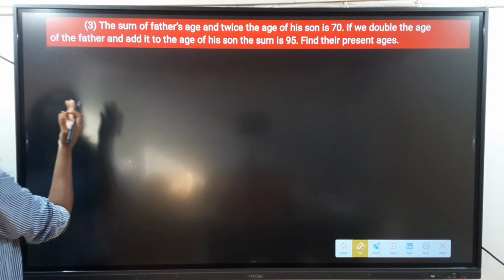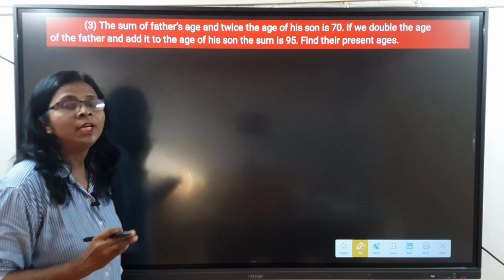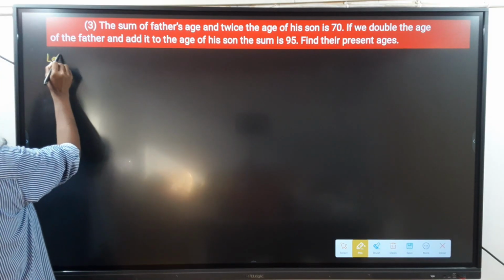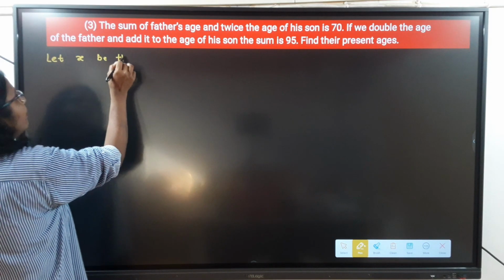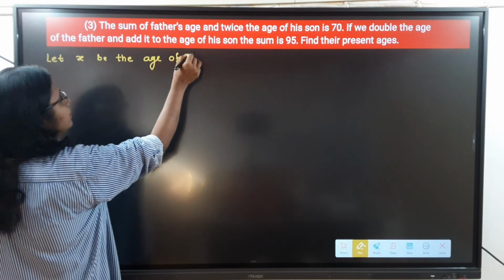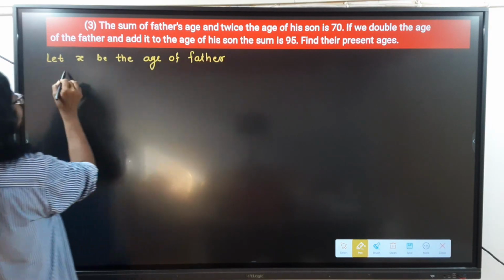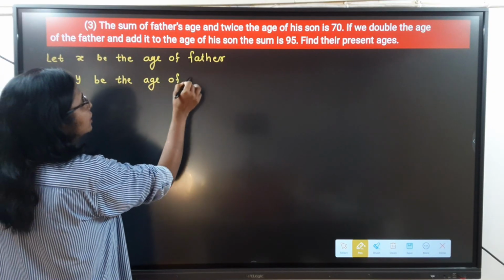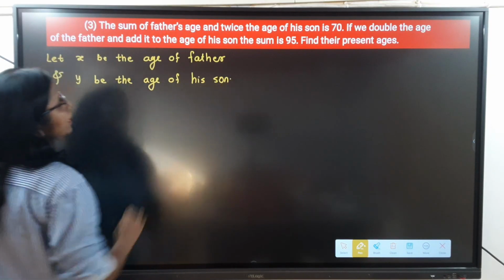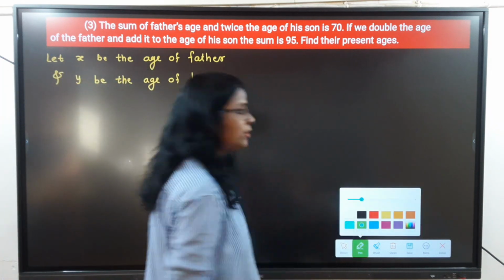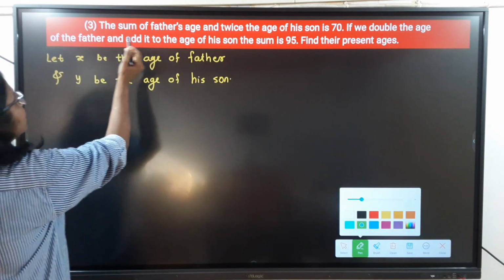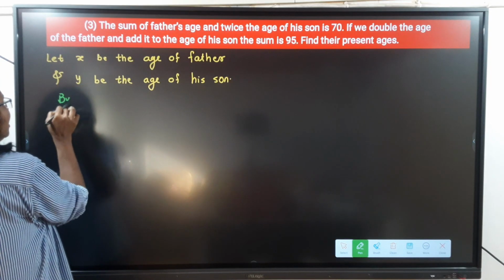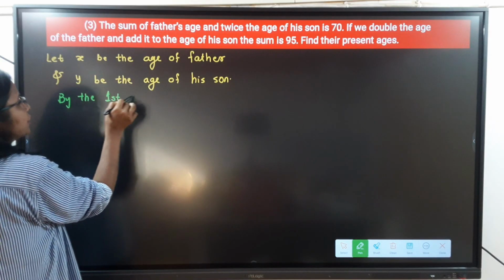So first there is an assumption part, and that assumption part is for the father's age and his son. So I write down that let x be the age of father and y be the age of his son. Then the first sentence for the first condition. So the first condition is the sum of father's age and twice the age of his son is 70. So first I write down here the first condition.